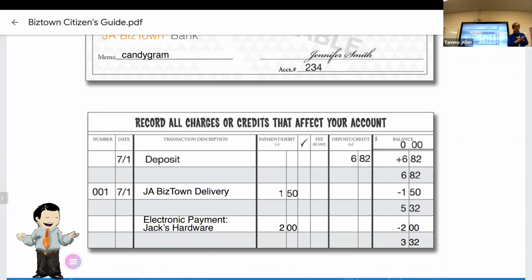Otherwise, here's what can happen. If you do a deposit slip and you use somebody else's number, it'll go into their account. It won't go into yours. Okay? That make sense? Okay. All right. Put that off to the side.